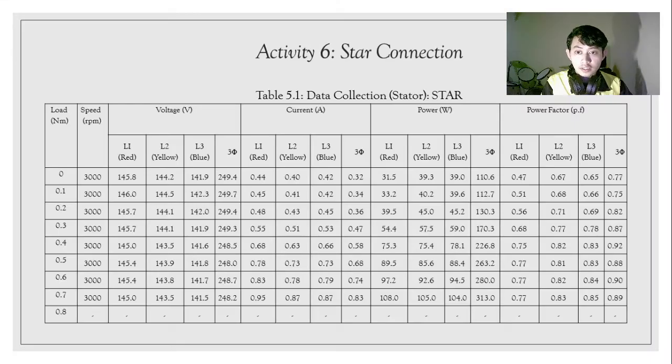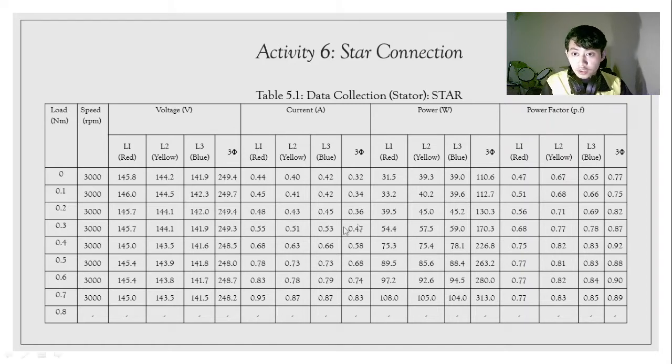Alright, activity 6 is about star connection. Here we can see a table. So the table 5.1 shows the data collection which has been taken at the stator. So we observe 5 parameters, which is speed, voltage, current, power and also power factor. For load, we make it as an input which we vary the value from 0 to 0.8.